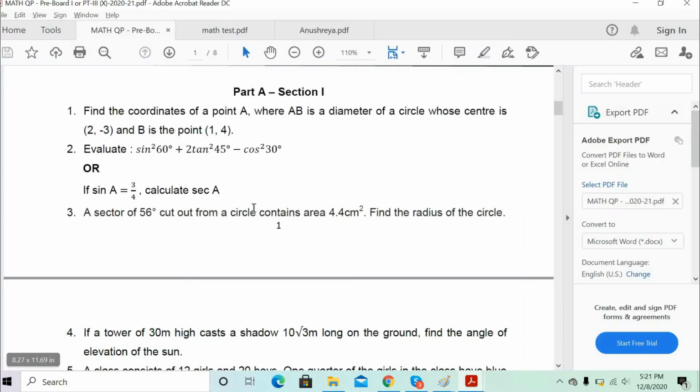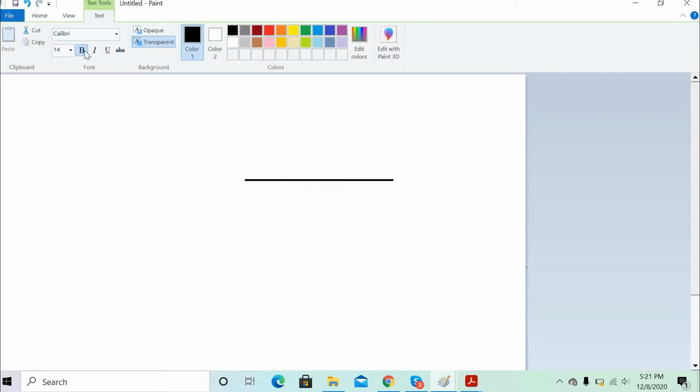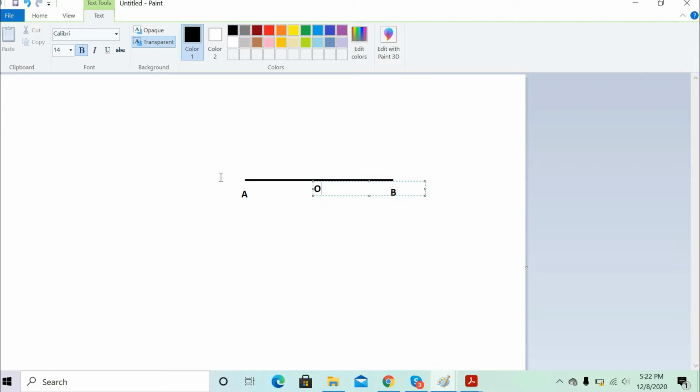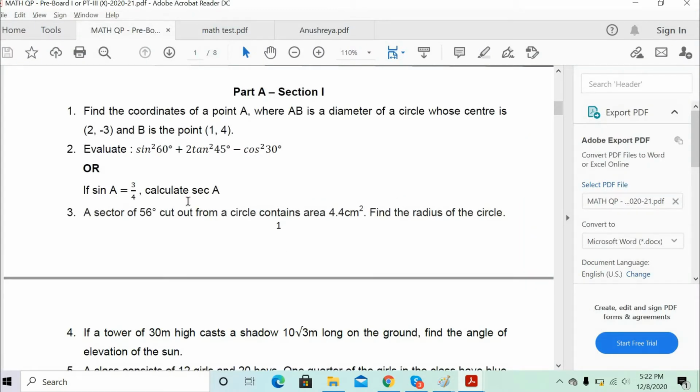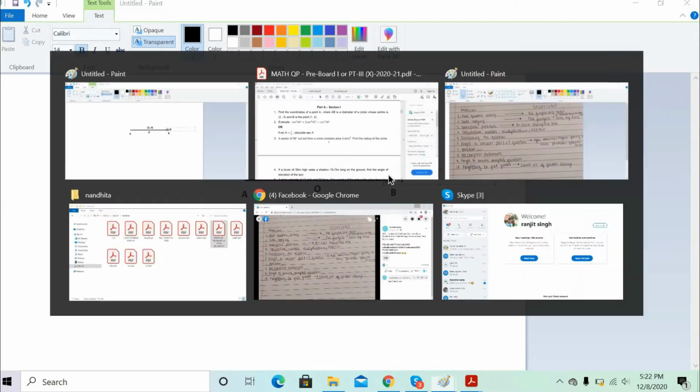If the question is given to you as AB is the diameter of the circle whose center is 2 comma minus 3, then this part will become A, and this part is B. Now the center, let's say, is O. What they have given is that the center is 2 comma minus 3, so this coordinate will be 2 comma minus 3, and the B coordinate you have to mention is 1 comma 4. That's how you need to find it out.